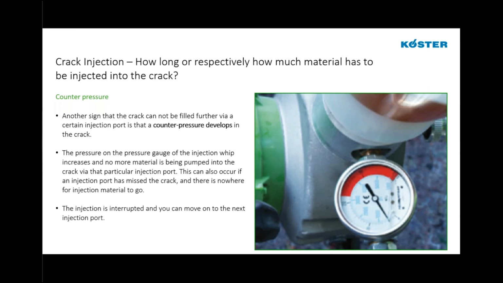This can also occur, like we discussed, if we do drill a port and it misses the crack, and we install a packer there and we inject, and there's nowhere for that resin to go as it's being injected. We'll get that counterpressure, and we'll realize that either we need to seal that porthole or we need to drill another borehole close by to allow us to inject into the crack in that area. But this counterpressure can tell you that there's enough material in there.